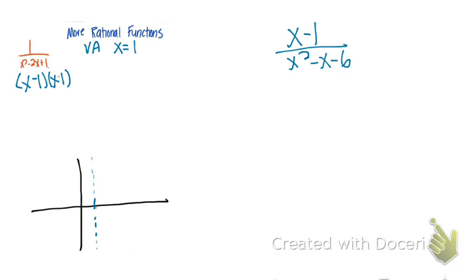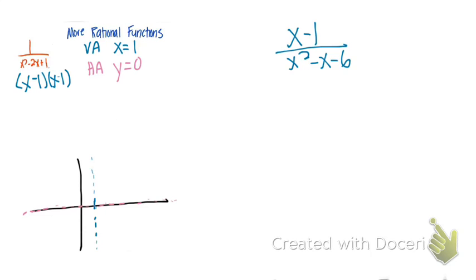Then I'm going to go ahead and mark my horizontal asymptote. Horizontal asymptotes, remember, they follow those rules. So the rule is if it's heavier on the bottom, which means the degree is higher on the bottom, because the degree on the bottom is 2 and the degree on the top is 0, that means that my horizontal asymptote is y equals 0. So I have a horizontal asymptote at y equals 0.